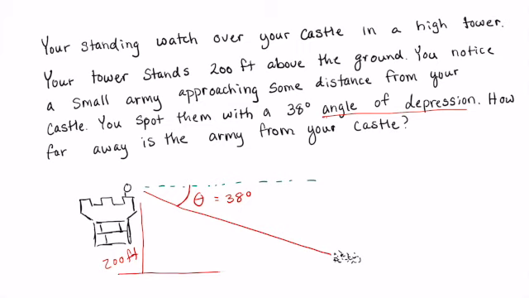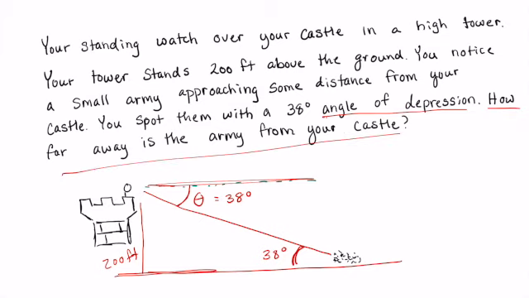Well, going back to what we learned in the beginning of the video, I know that I can call these two corresponding angles because it's two parallel lines, this parallel line and this parallel line, cut by that transversal. So 38 degrees is here. How far away is the army from your castle? Well, I want to know the distance, x.